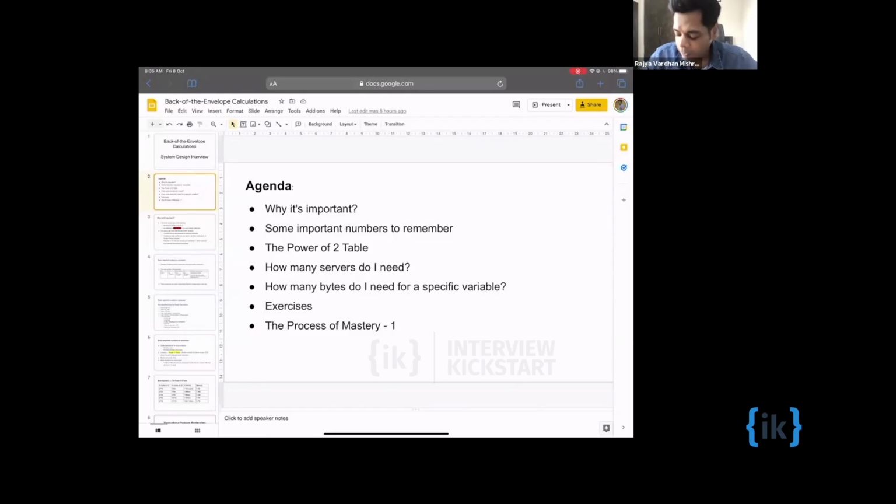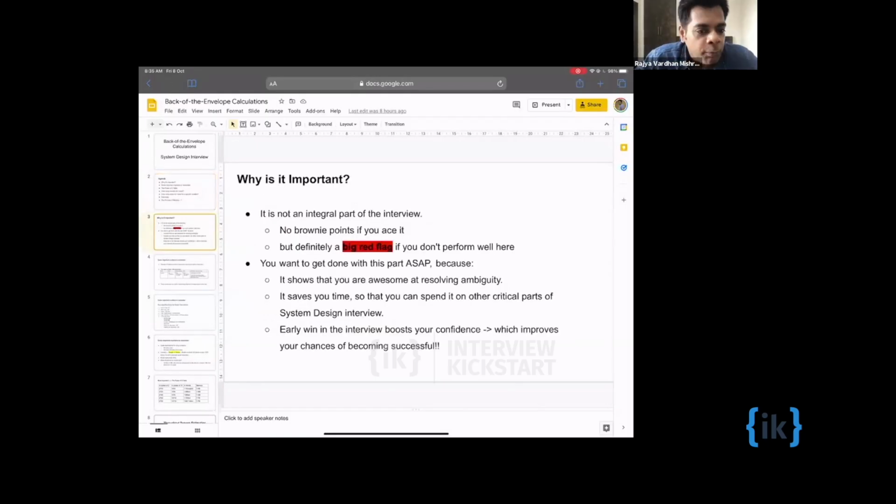Okay, so let's see why this is important. First of all, it is not an integral part of the interview. When I say not an integral part, it means you are not going to earn any brownie points if you ace it. But definitely it's a big red flag if you don't perform well here. And the second thing is that you want to get done with this part of the interview as soon as possible.